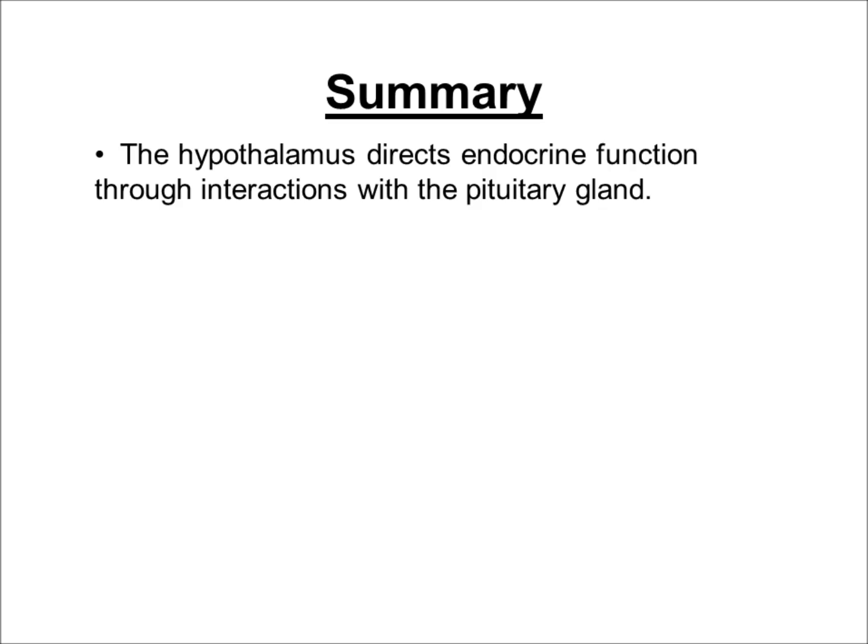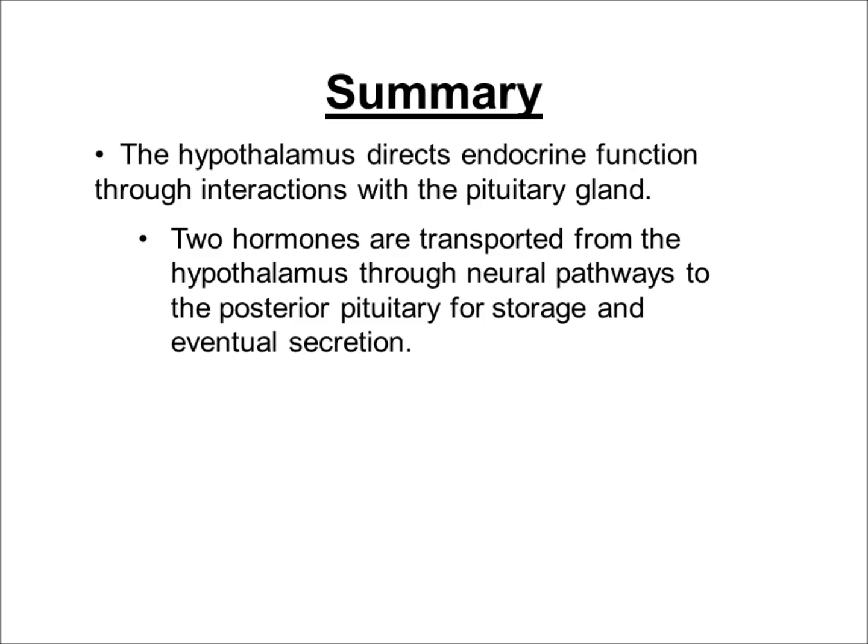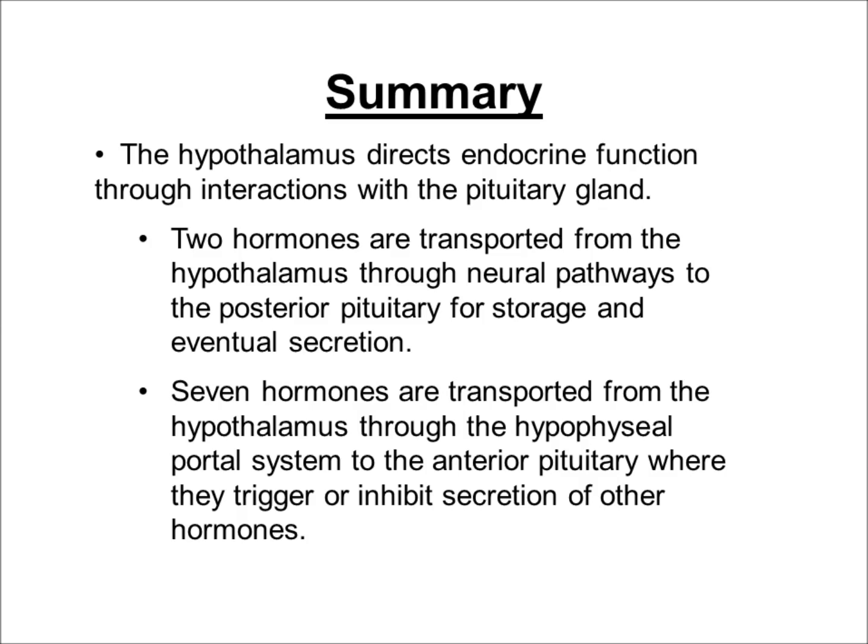So to summarize central control in the endocrine system, the hypothalamus directs endocrine function by interacting with the pituitary gland. 2 of the hormones produced in the hypothalamus are stored in the posterior pituitary gland and secreted later. 7 are transported through the hypophyseal portal system to the anterior pituitary, where they trigger or inhibit secretion of another set of hormones, engaging in essence, hormonal control of secretion.